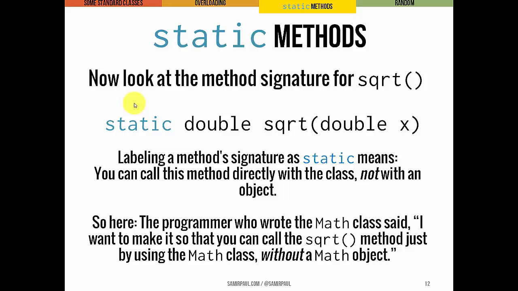So the programmer who wrote the math class basically said, hey, I want to make it so that you can use the square root method just by using the math class. You don't have to create a math object. That's what making a method static means.